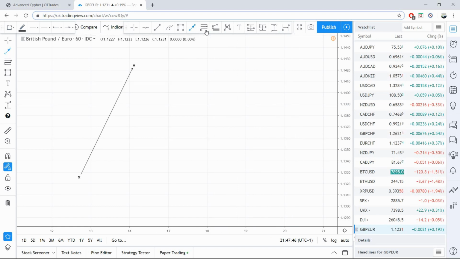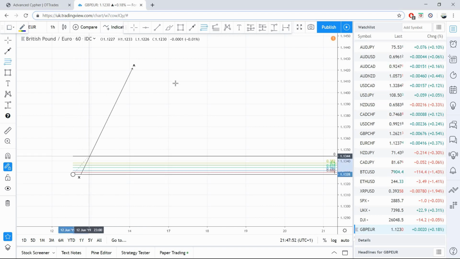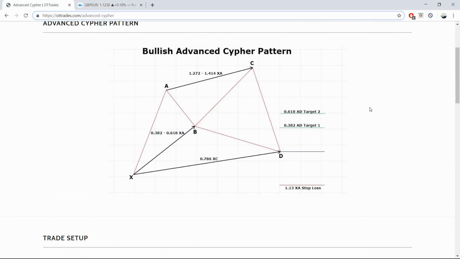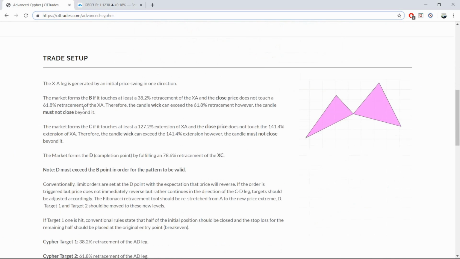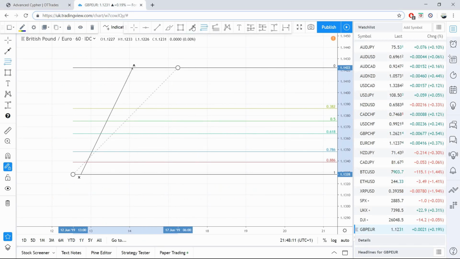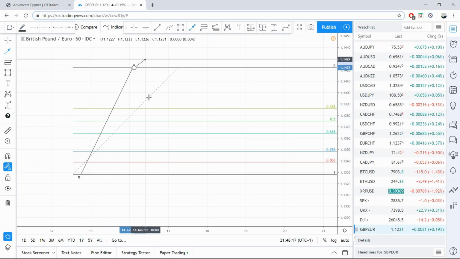Now the first point to use Fibonacci retracement levels is our B point. So if you go onto my website here, we've got all of the levels set up. The market forms a B point if it touches at least a 382 retracement of X to A, and the close price does not touch the 618 retracement of that X to A. So all this means, if the price retraces back down from the X to A leg at least 382, so at least 382 here, and price can come down to the 618 level but cannot exceed the 618 level.